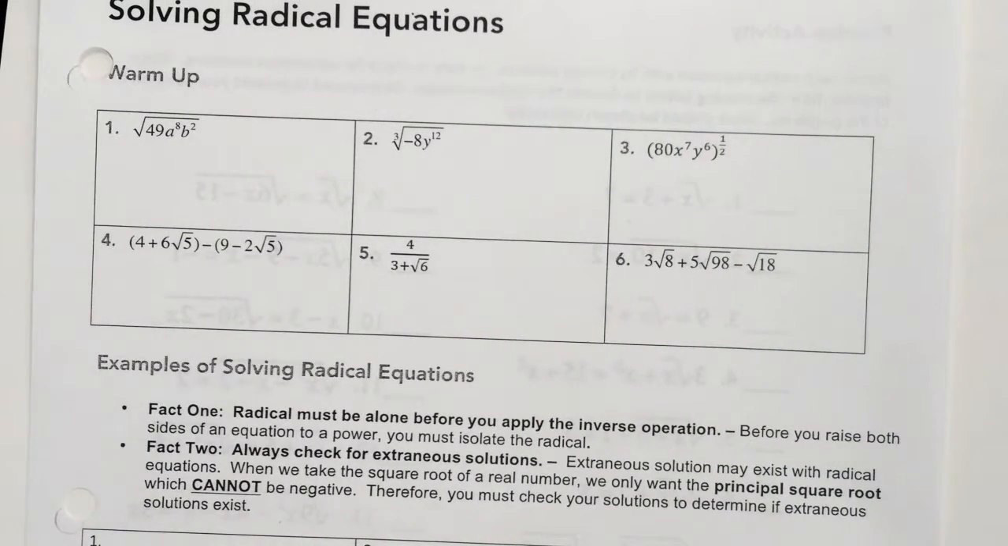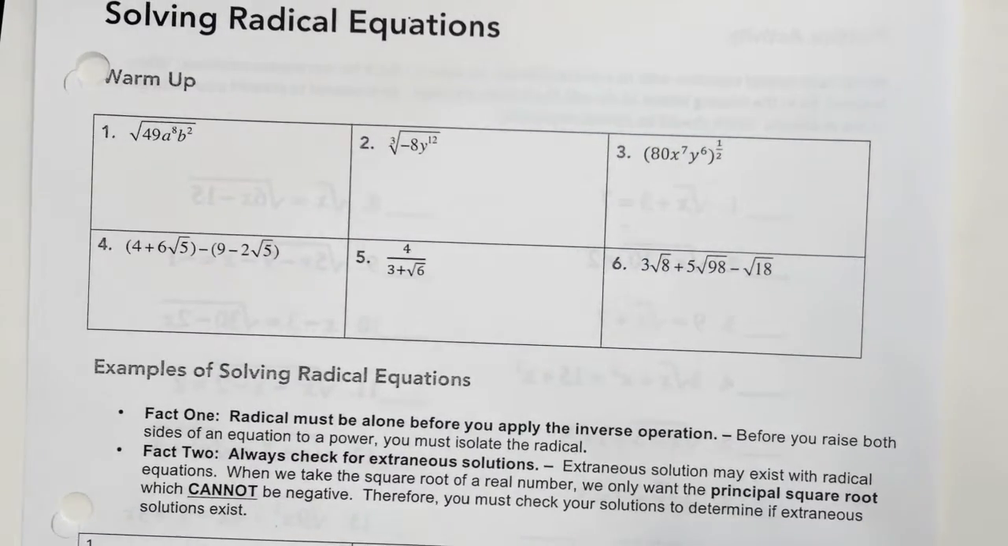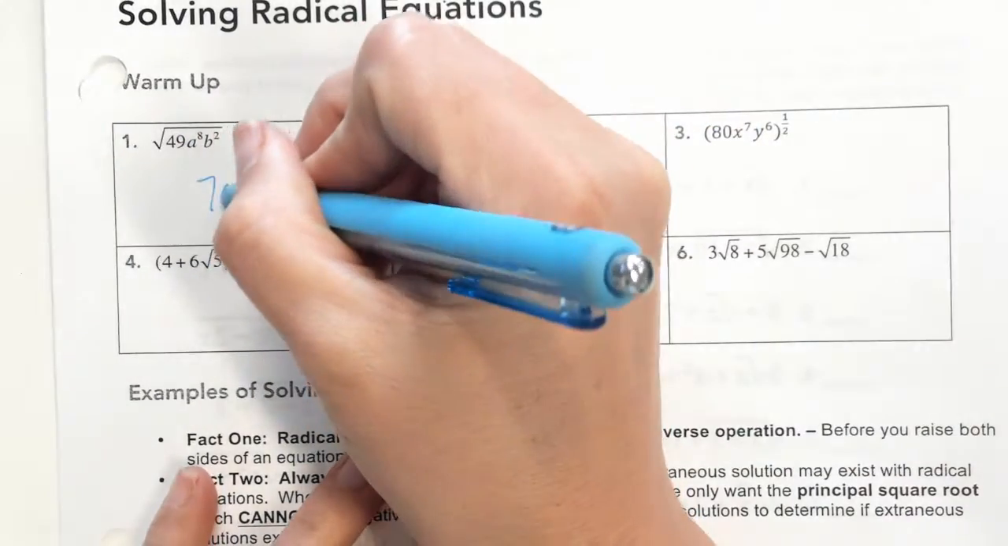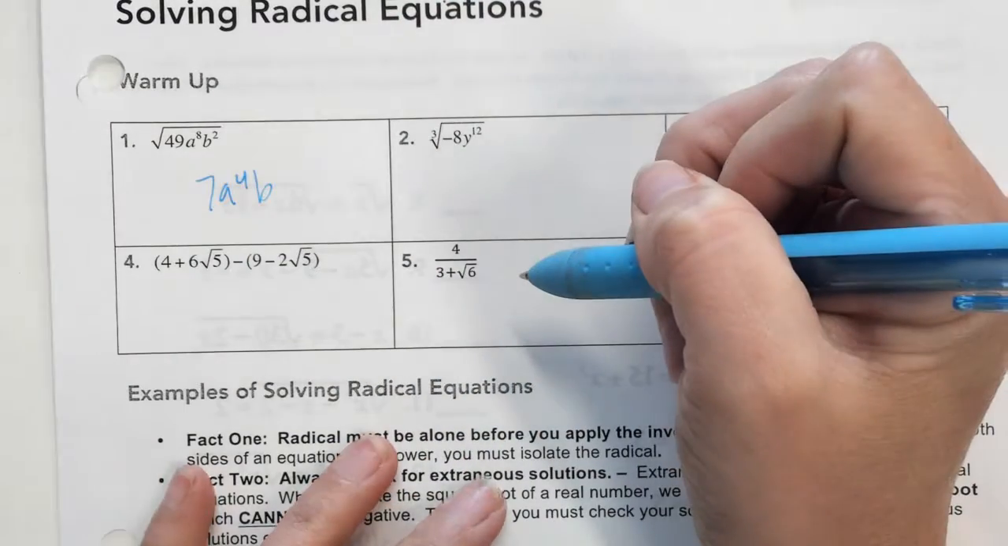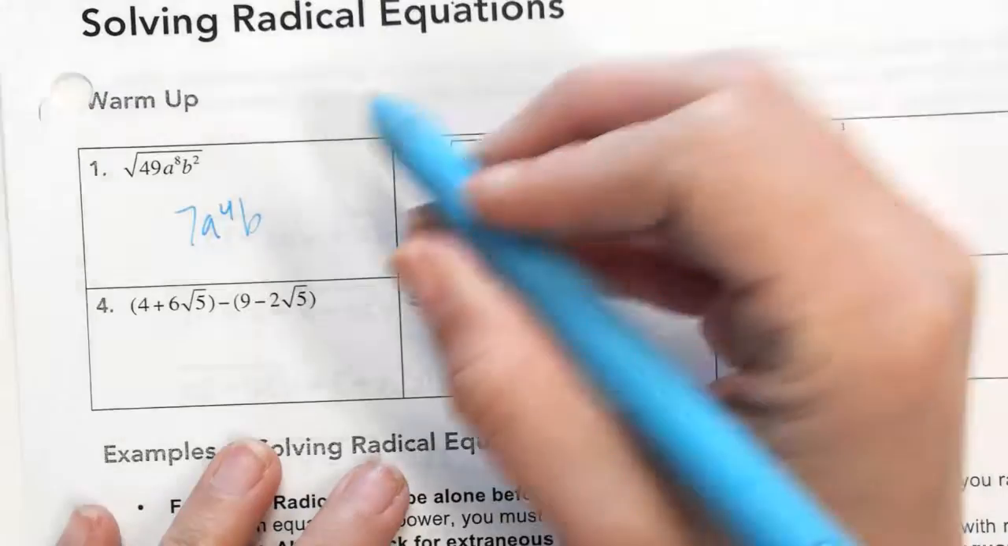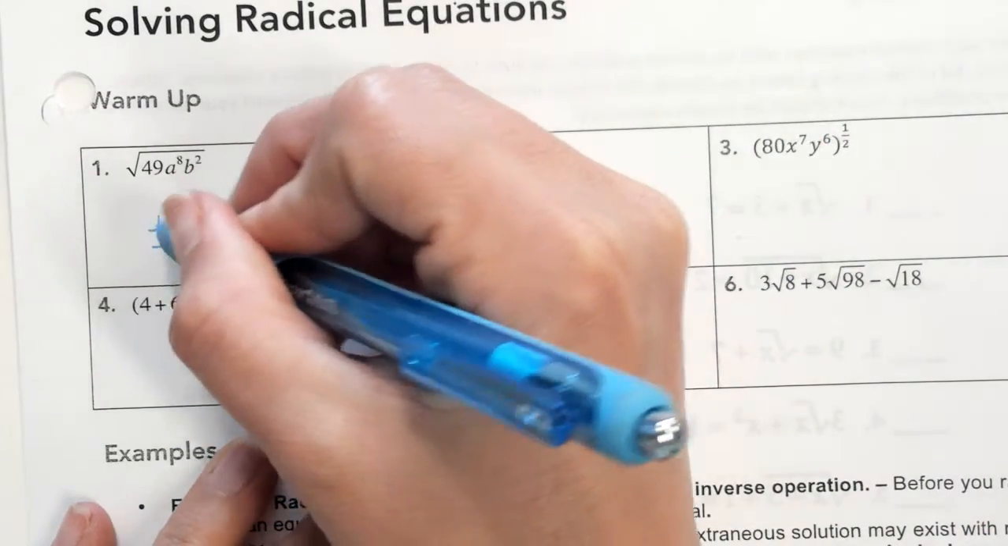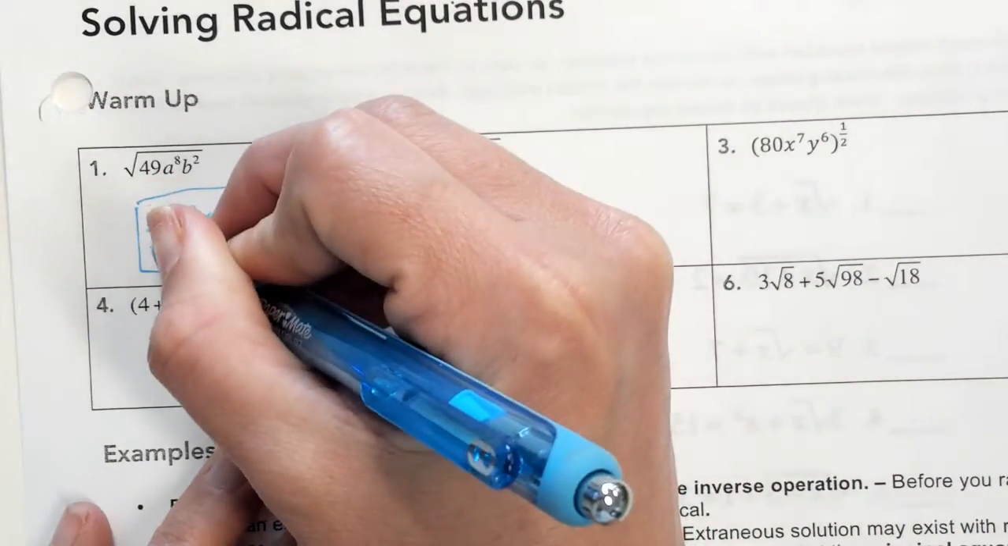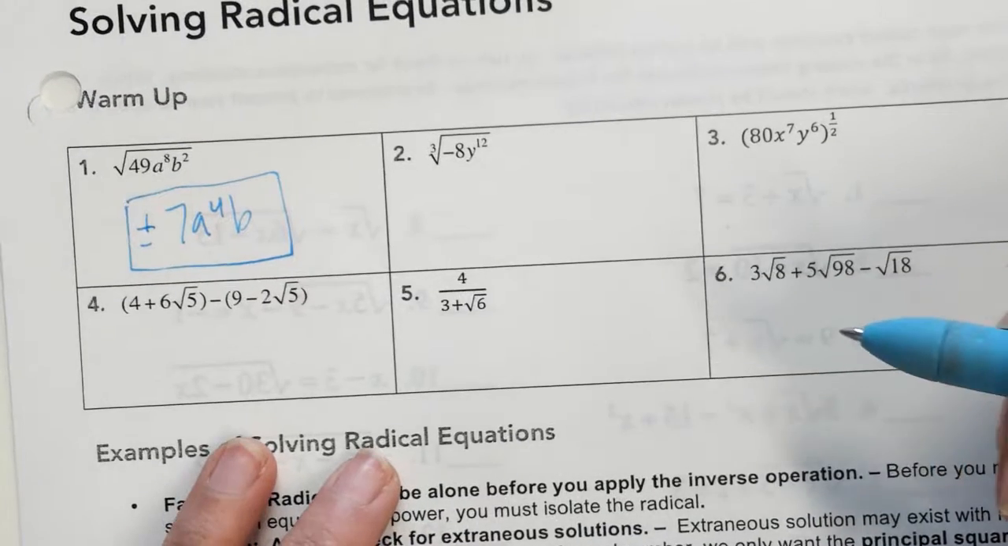49a to the 8th b squared. What do y'all think? And b. 7a to the 4th b. What else are we missing? Perfect. Any questions about that? How did we get this 4 and this 1 right here? Yes. All right, next one.